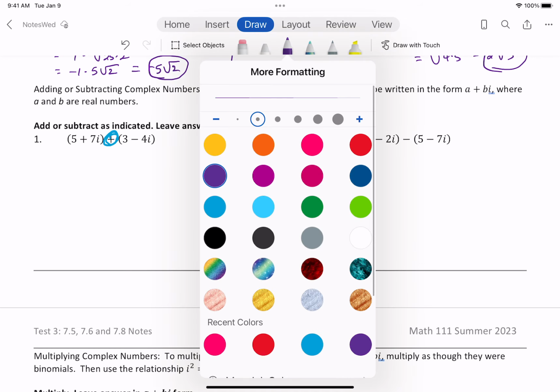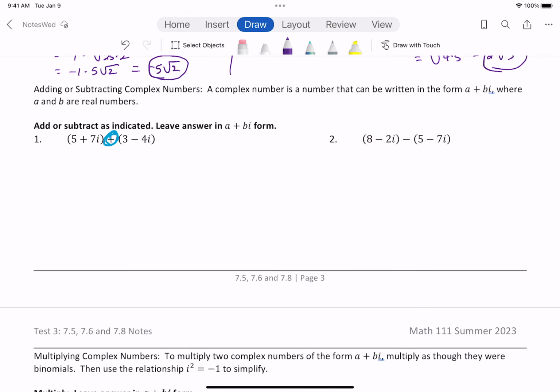The operation that we're doing here is addition. This is not multiplication. The only reason they have parentheses in these problems is because these complex numbers are written as a plus bi. So they are indicating that 5 plus 7i is one term. Okay?